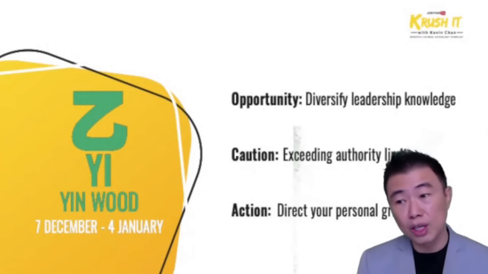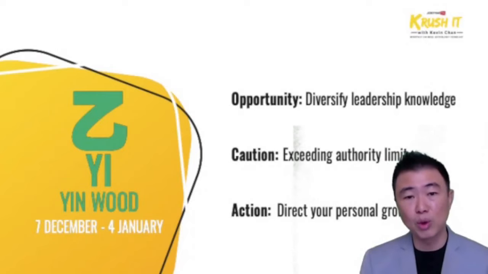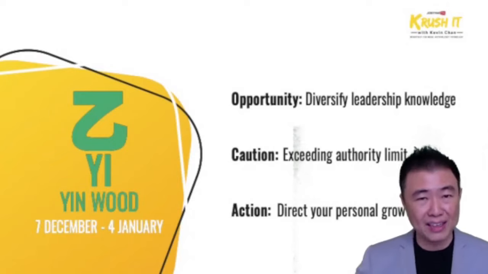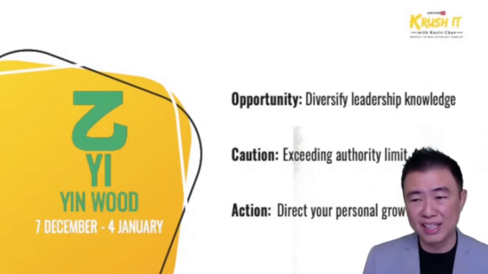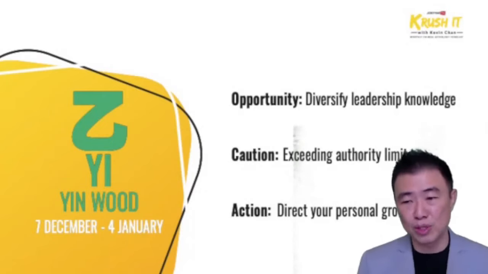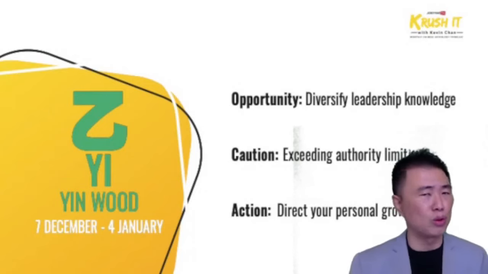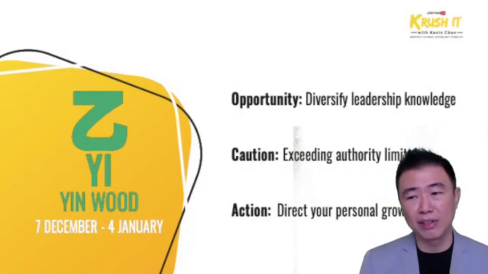So of course, be careful of exceeding your authority limit, because indirect resource tends to go all over the place. Indirect resource is very scattered, so you tend to go all over the place. Maybe you went in and stepped on certain things that you're not supposed to step onto, which means you poke your nose into areas that you are not allowed to put yourself into. So just be a little bit more careful in terms of having the authority.